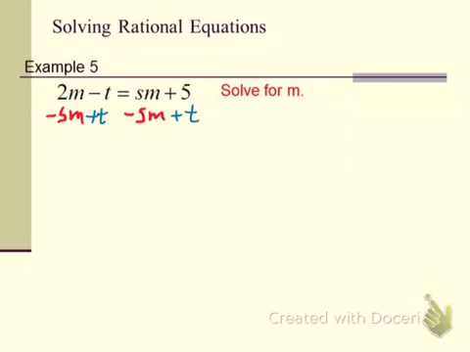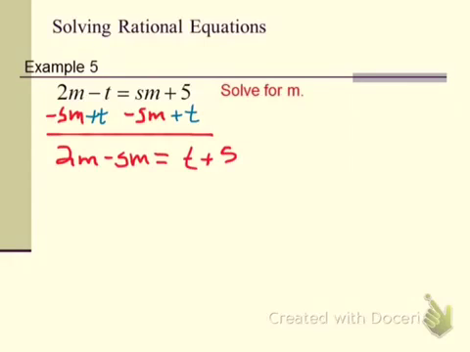Now, can we combine any of these things? 2m and sm. The 2 and the s aren't like terms, so I just have to write that as 2m minus sm. And if you're not writing this down, you're going to be extremely lost in parts of your homework. All right, what are we going to have left on the right side of our equation? T plus 5 is correct. Is this the answer? No. What's the answer going to look like? M equals something, right?